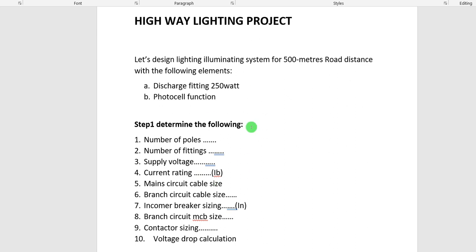Now, I just put up this narrative to guide us. I said, let us design a lighting illumination system for 500 meters road distance with the following elements. So we're going to design a lighting system for the distance of 500 meters, that is half a kilometer. The lighting system is going to be a discharge type. This is a discharge fitting.